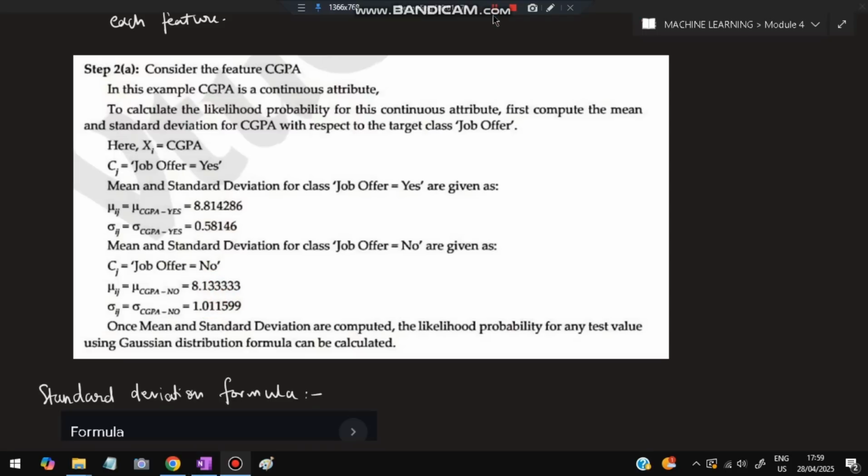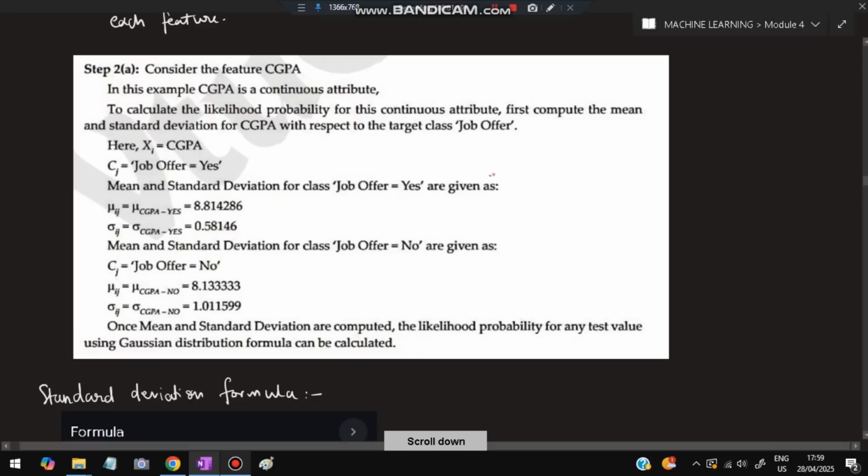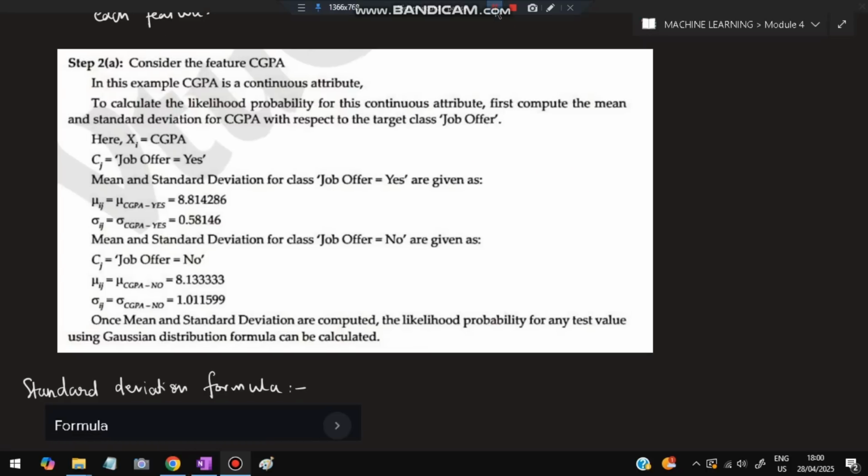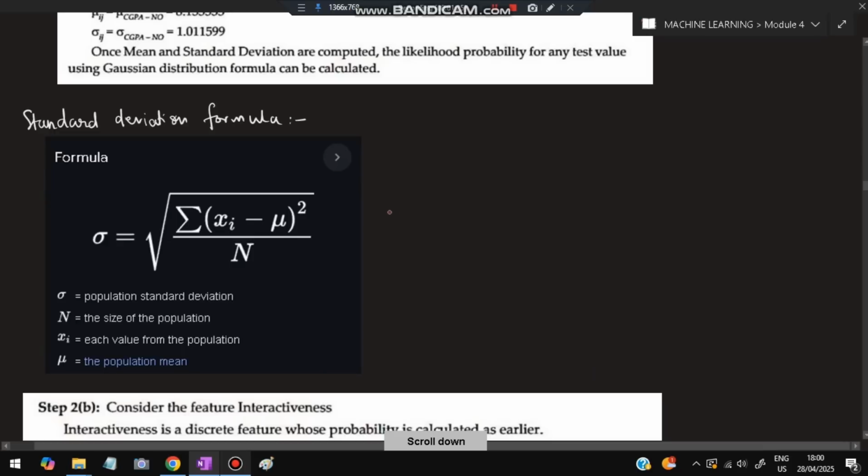The formula for calculating the standard deviation and the mean is given here. This is the standard deviation formula. N is the size of the population, meaning how many values there are, so 10 values. Xi is each value, which is subtracted from the mean.